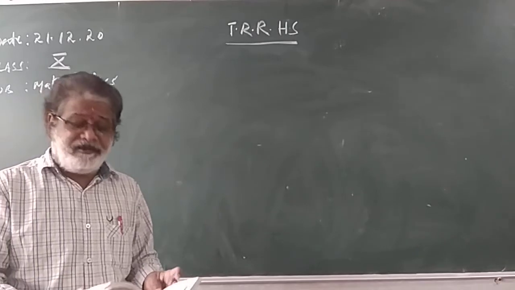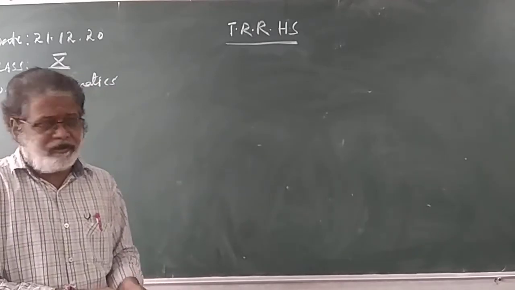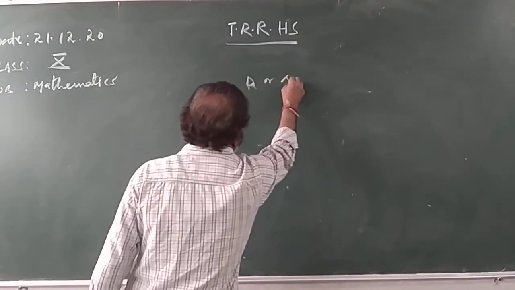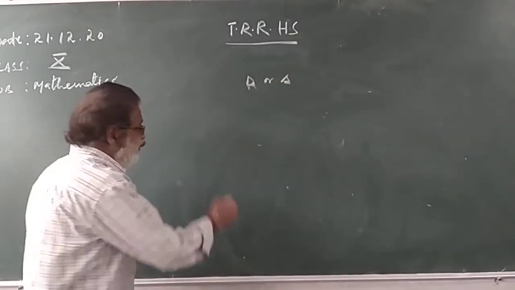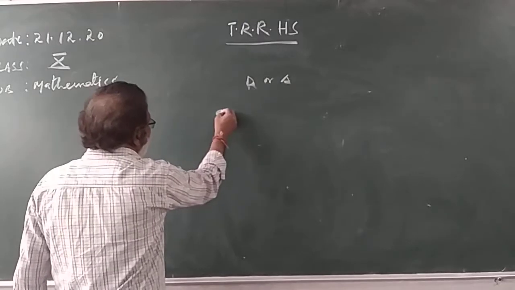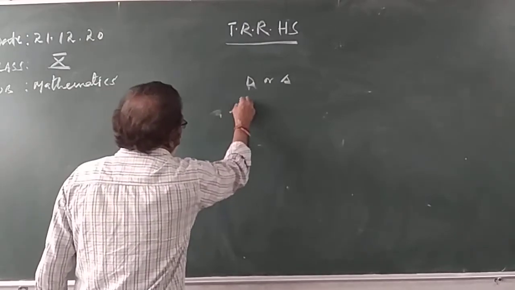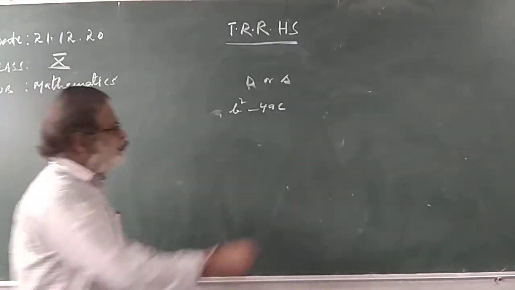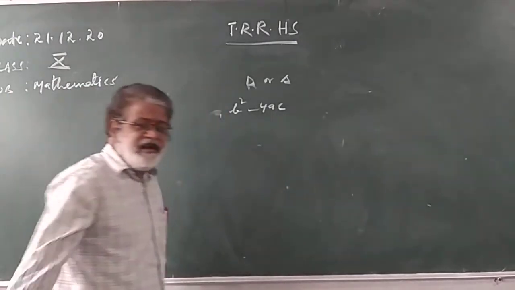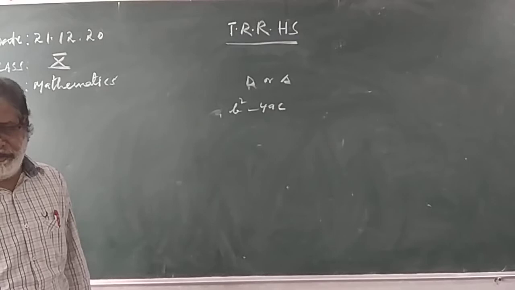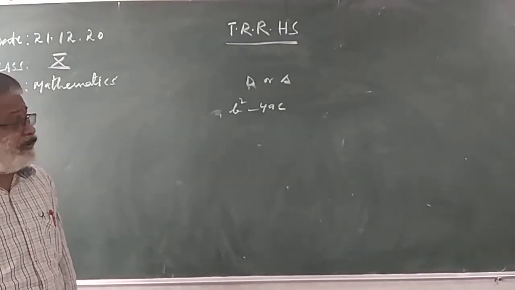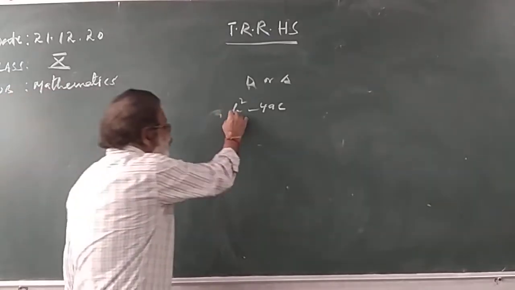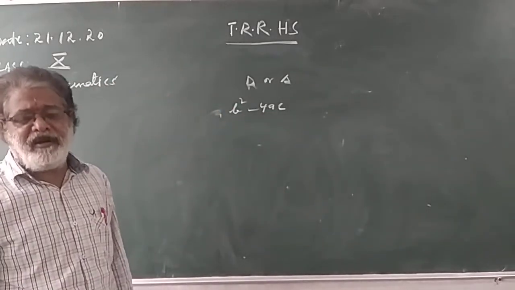After that, next is the discriminant. We know what the discriminant is. Discriminant is represented by delta. What is the discriminant? Discriminant means b square minus 4ac. b square minus 4ac is called the discriminant of the quadratic equation ax square plus bx plus c equal to 0. Already in the last class I explained about the discriminant.